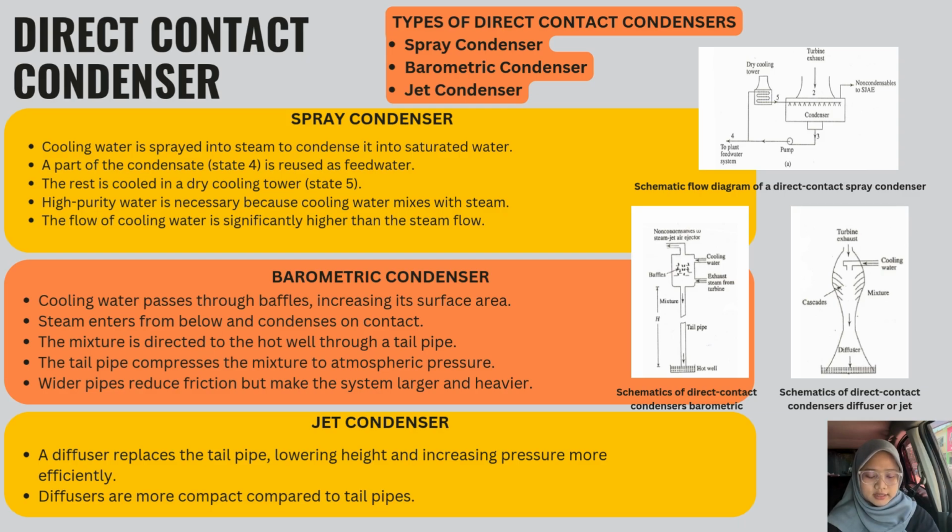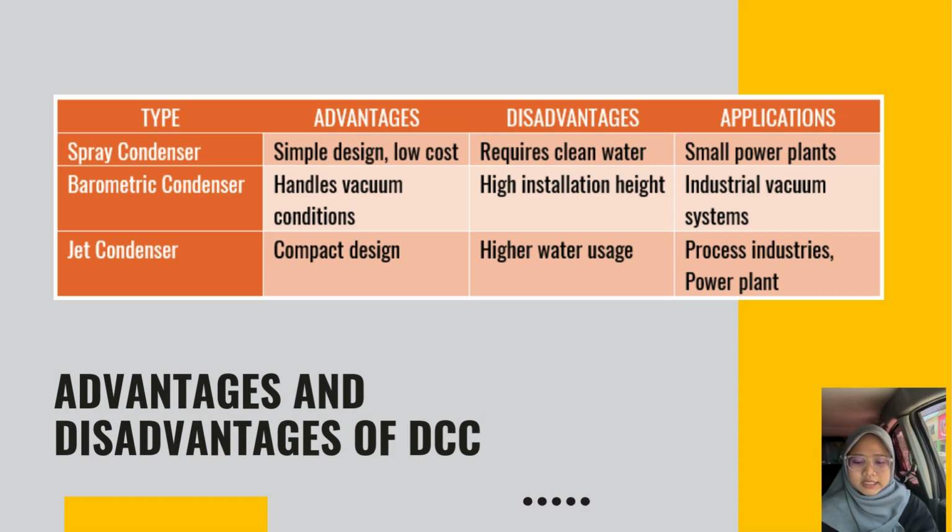So at the right figure, there's the schematic flow diagram for direct contact spray condenser, the schematic diagram for direct contact barometric condenser, and the schematic for the jet condenser. Next slide. I will explain the advantages and disadvantages for each direct contact condenser, first the spray condenser. The advantage is simple design and low cost, but the disadvantage is it requires clean water.